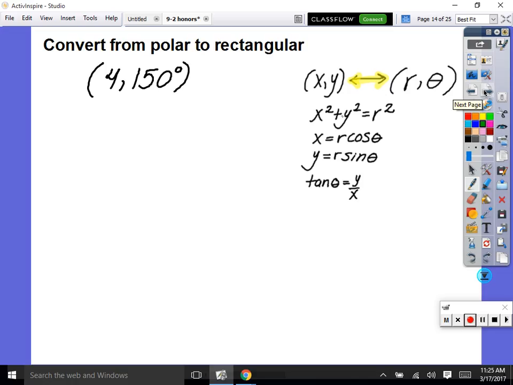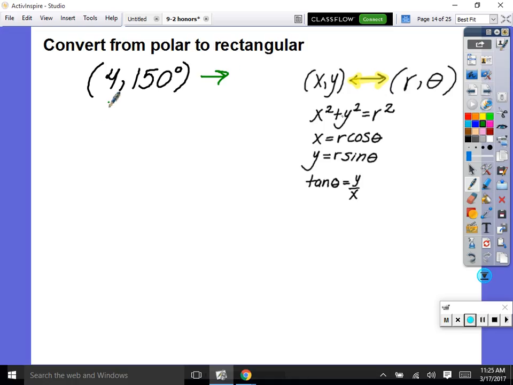So theta is in degrees here. It can be in degrees or radians, it doesn't matter. So we have 4, 150. We're going to convert it to rectangular coordinates instead. So we're going to have to use this knowledge. Now we're trying to take this.